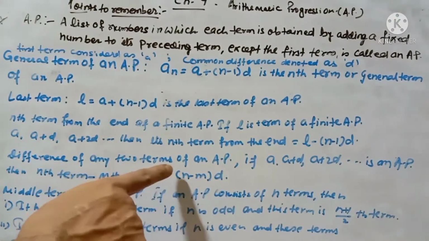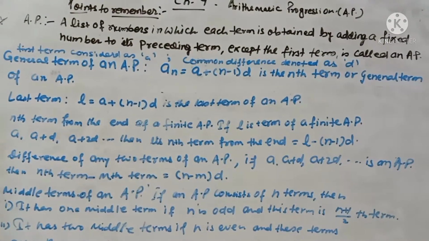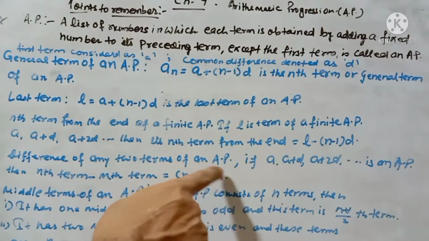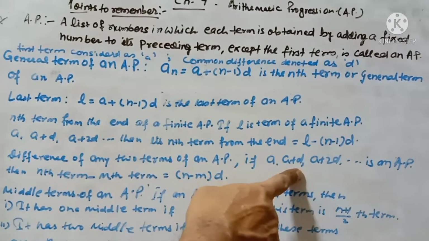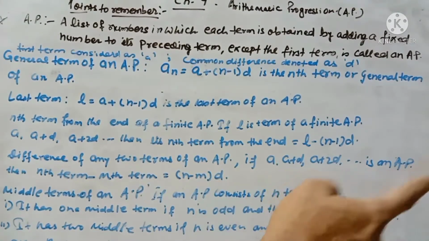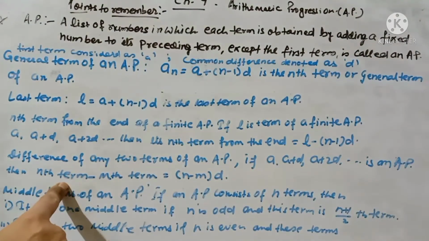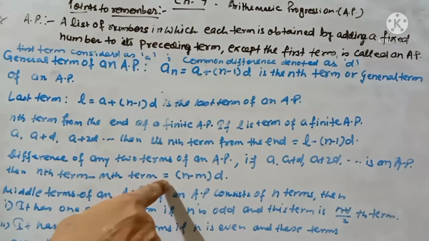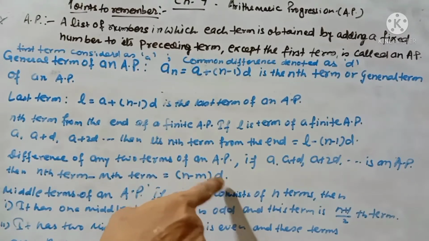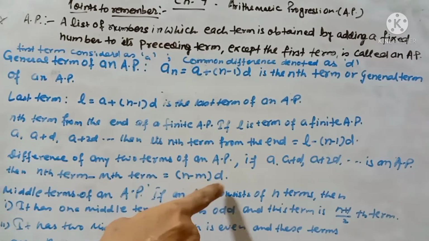Difference of any two terms of an AP. If a, a plus d, a plus 2d, and so on is an AP, then nth term minus mth term is equal to (n minus m) into d.